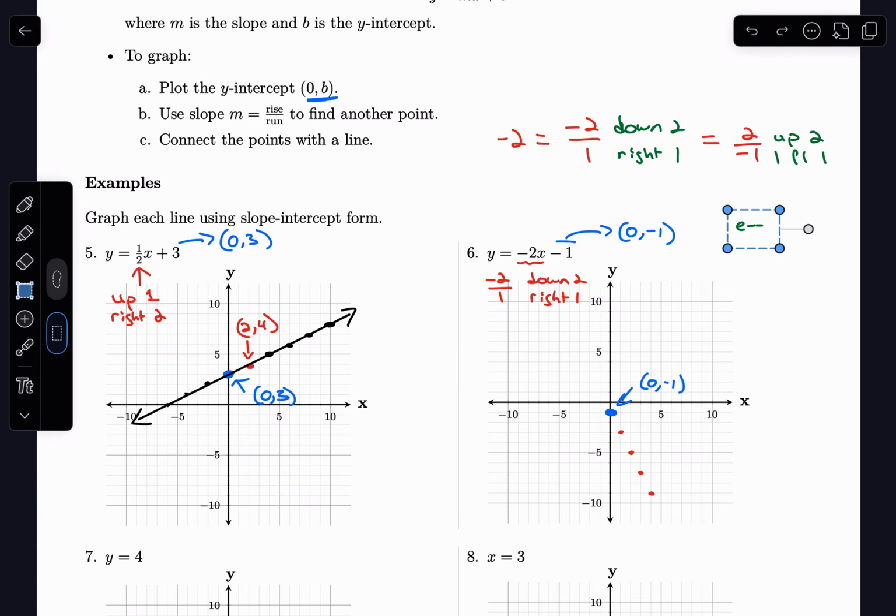Let me just move this over here real quick. Oh, that was a bad method for moving it. Let me try that again. Sorry for the delay, team.